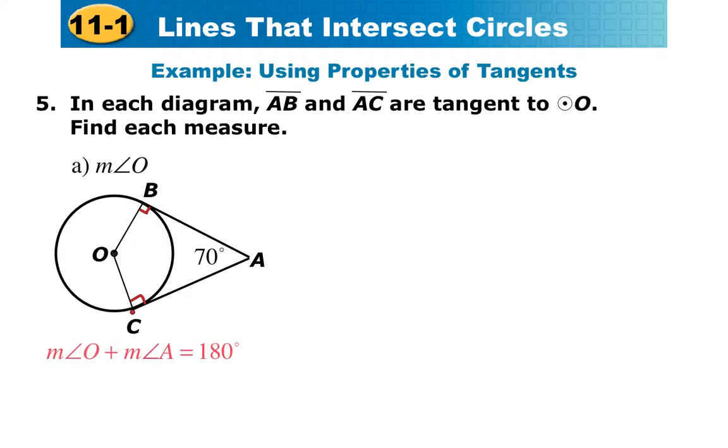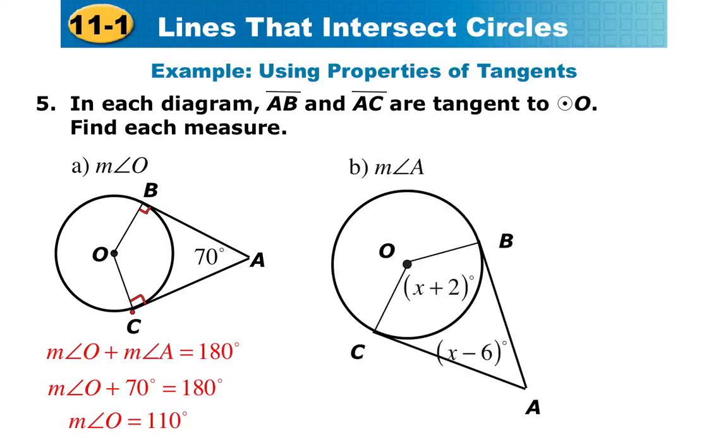So we have the following equation: the measurement of angle O plus the measurement of angle A is equal to 180. We substitute the value of angle A. We solve for angle O, and this is what we get for angle O: 110 degrees. Let's go to part B of this problem.